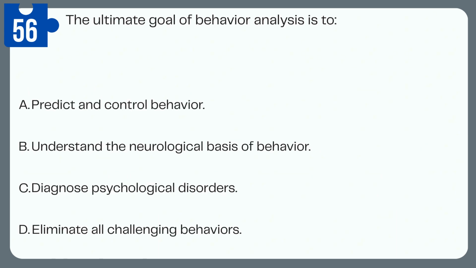Question 56. The ultimate goal of behavior analysis is to A. Predict and control behavior. B. Understand the neurological basis of behavior. C. Diagnose psychological disorders. D. Eliminate all challenging behaviors.